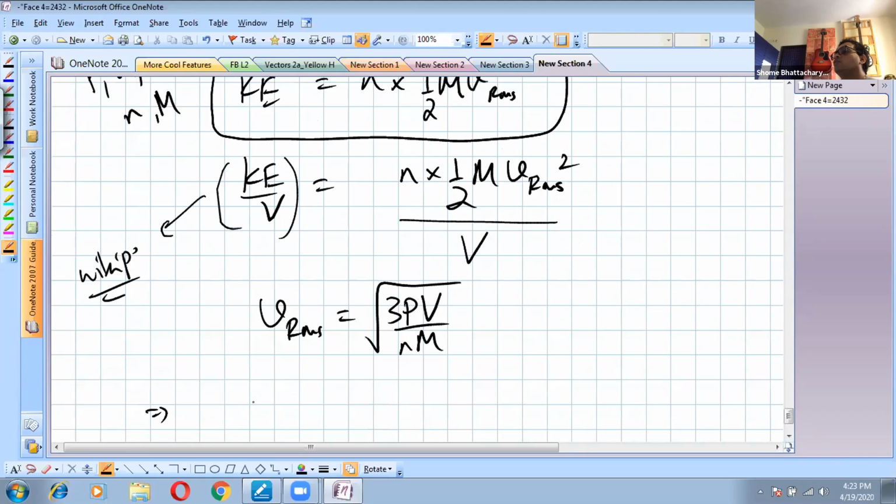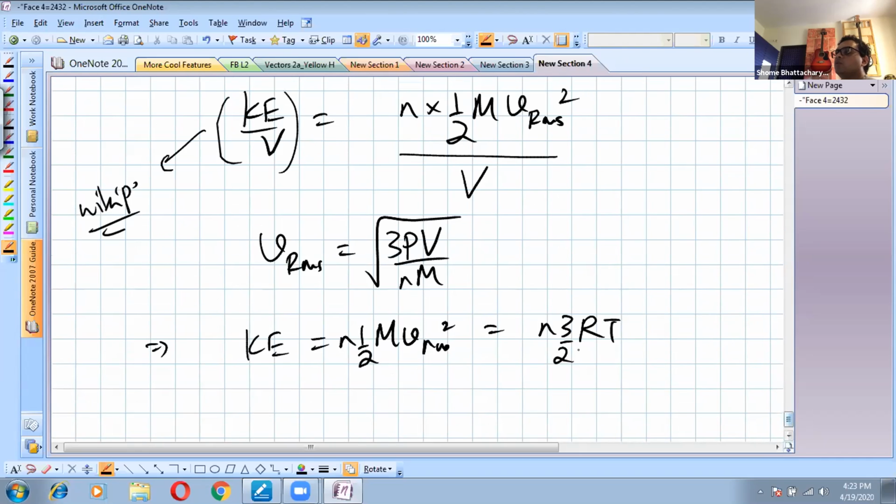So first of all, the total kinetic energy, which is n times half M v_rms square, you will see this is nothing but the formula of internal energy. It will become n CvT, which is nothing but n 3 by 2 RT, because we are dealing with an ideal monoatomic gas, so degrees of freedom is 3. This is coming from the fact that v_rms is square root of 3RT by M.